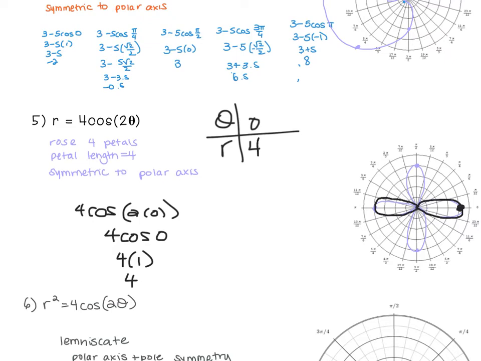And then it's actually symmetric to the polar axis and the pole and the theta equals pi over 2 line. So I knew that it was symmetric in all the ways, this way, that way, and this way.